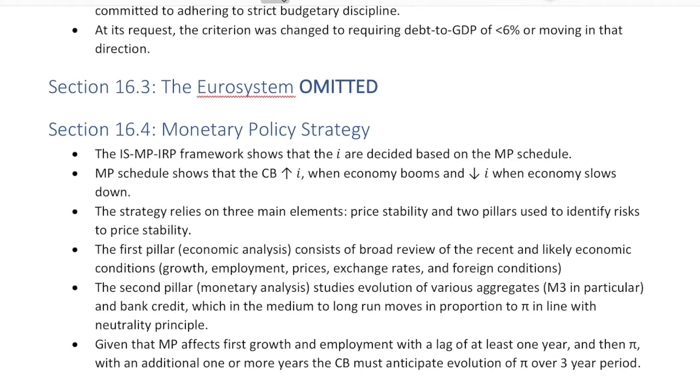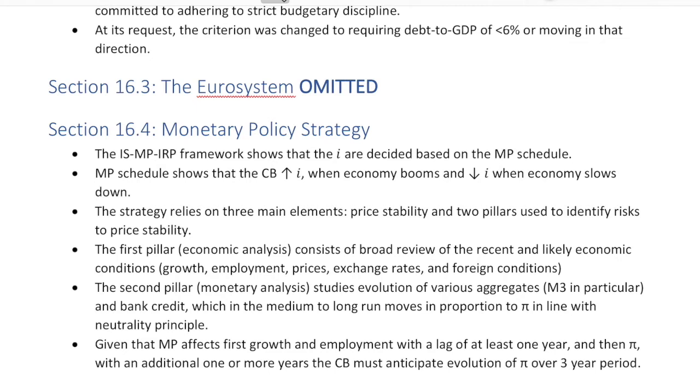The second pillar is the monetary analysis, and it studies the evolution of various aggregates. M3 is one aggregate in particular. So I know this sounds super convoluted, but basically the second pillar says the central bank literally counts how much cash is floating around in the economy, because historical research has said that in the medium and long run, the cash in the economy moves in proportion to inflation, and this in turn is in line with the monetary neutrality principle.